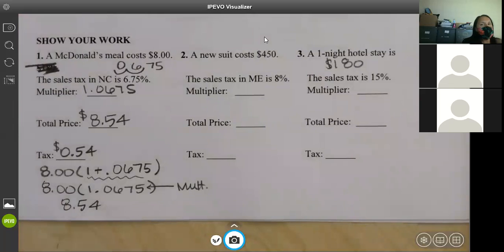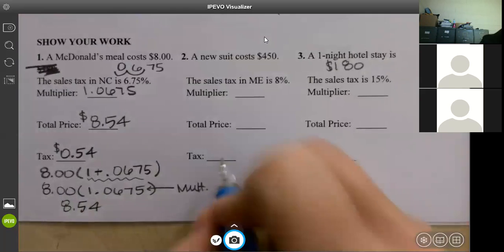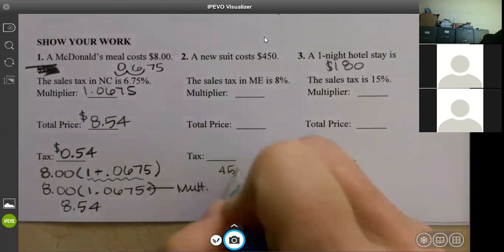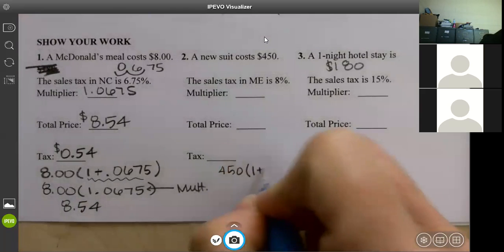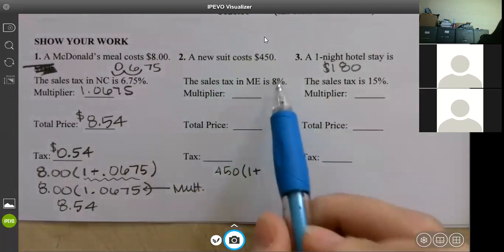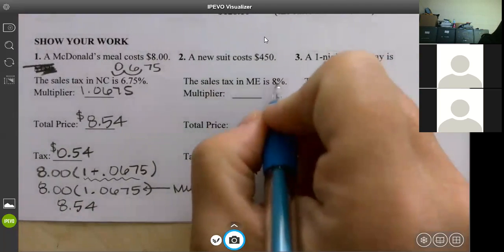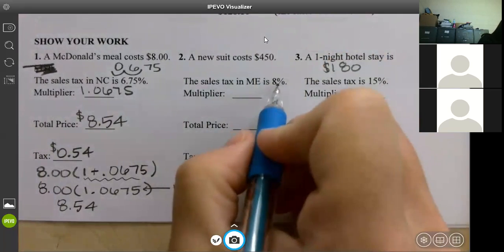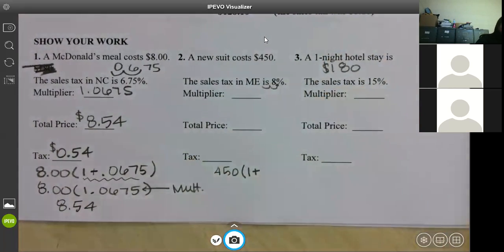All right, on the next one, a new suit costs $450. The sales tax in Maine, don't worry if you don't know the letters, it's fine, is 8%. So follow your formula. How much did we have to pay for the suit? $450, 1 plus, how do I write 8% as a decimal? Put your decimal in the back, move it 2 places, and what is my decimal?